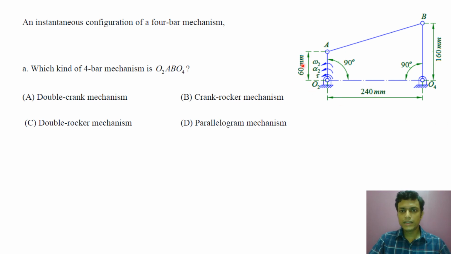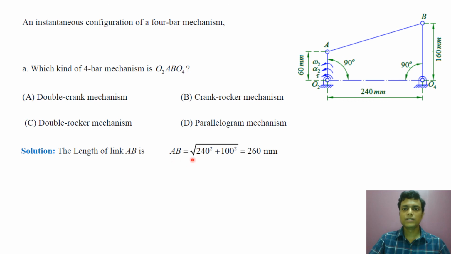So this link is given, crank length 60, fixed link is 240 and follower is 160. So this link length is unknown. So let us first find out what is the length of AB. How can we find it? We will draw a horizontal line from A and this distance will be 160 minus 60, that is 100. So the length of AB is the square root of 240 square plus 100 square, that is 260.